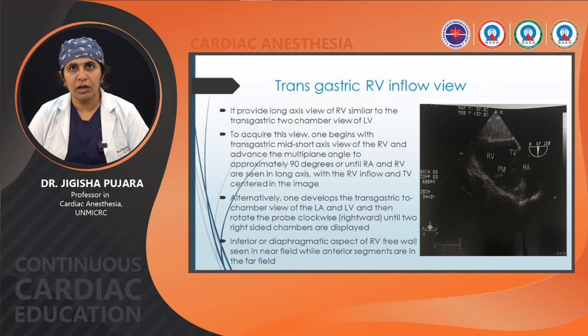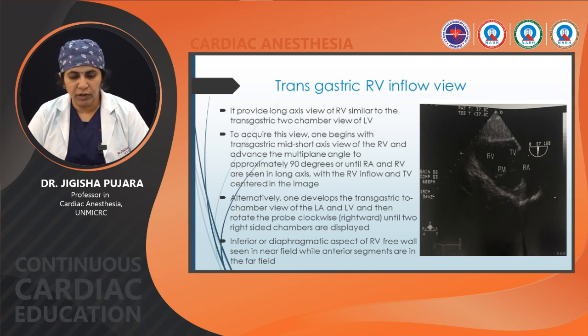Another is a transgastric RV inflow view. It provides a long axis view of the RV, similar to the transgastric two-chamber view of the LV. To acquire this view, one begins with the transgastric mid-short axis view of the RV and advances the multiplane angle to approximately 90 degrees, until the RA and RV are seen in the long axis with the RV inflow and tricuspid valve centered in the image. Alternatively, one develops the transgastric two-chamber view of the LA and LV and then rotates the probe clockwise or rightward until two right-sided chambers are displayed.